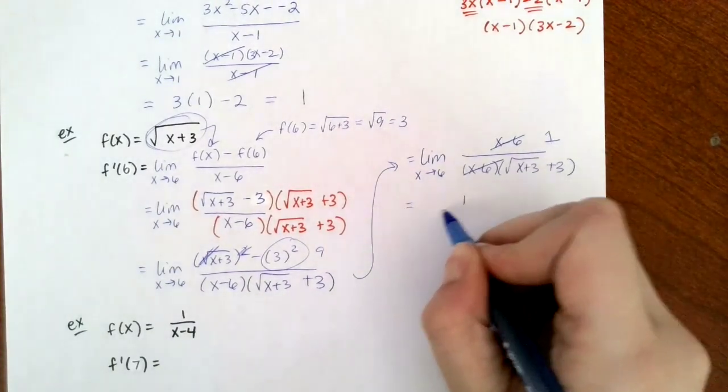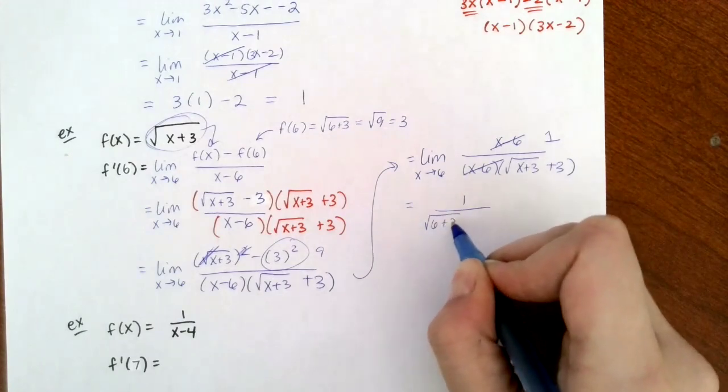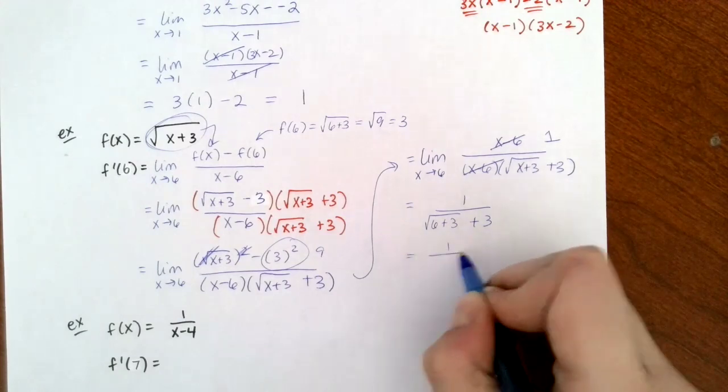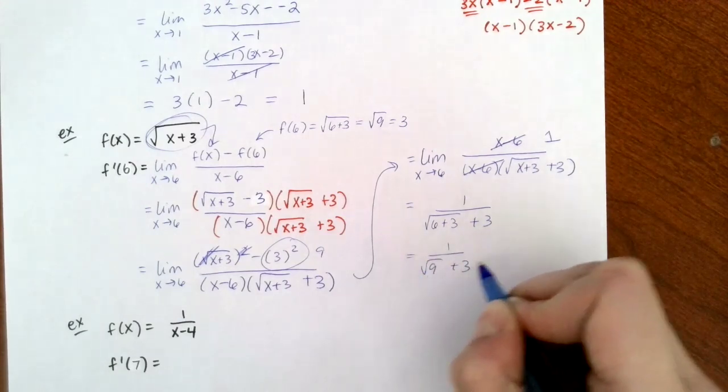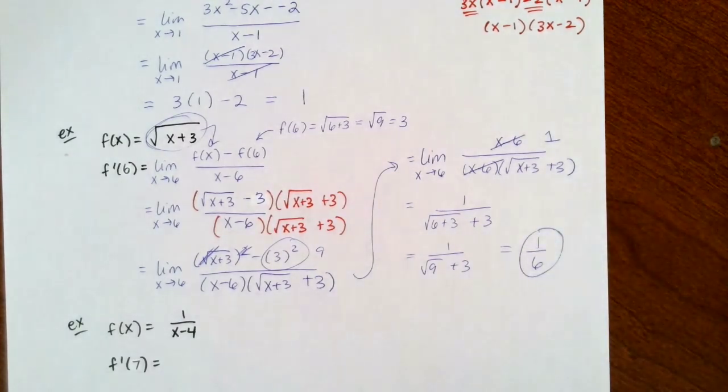And now we can just plug in a 6 for our x value, and there's nothing holding us back. This is root 9, which is 3. So my answer here is 1/6 overall. So f prime of 6 in this case is 1/6.